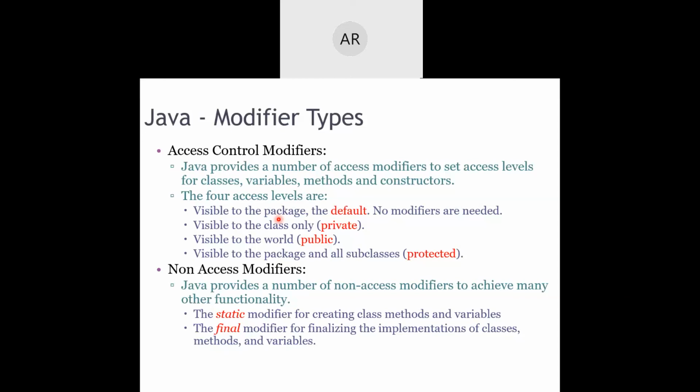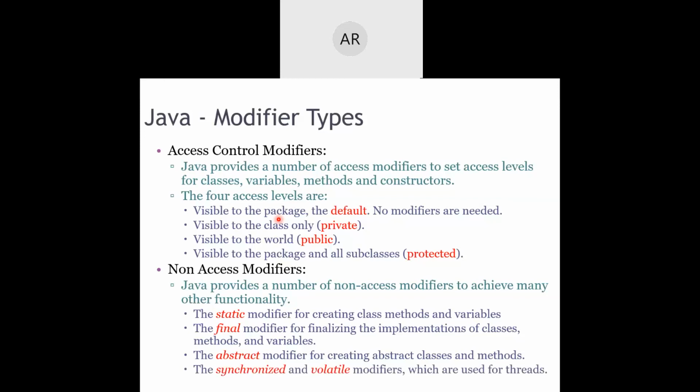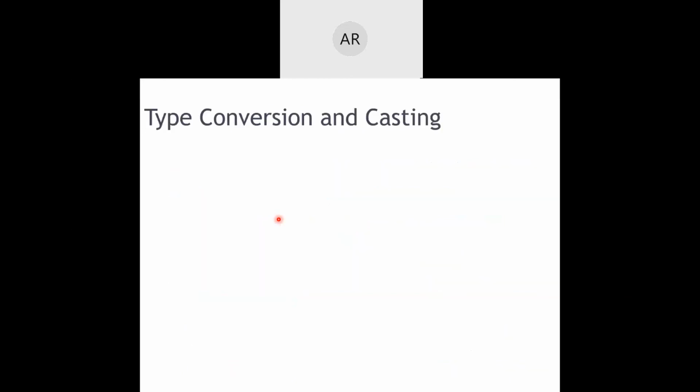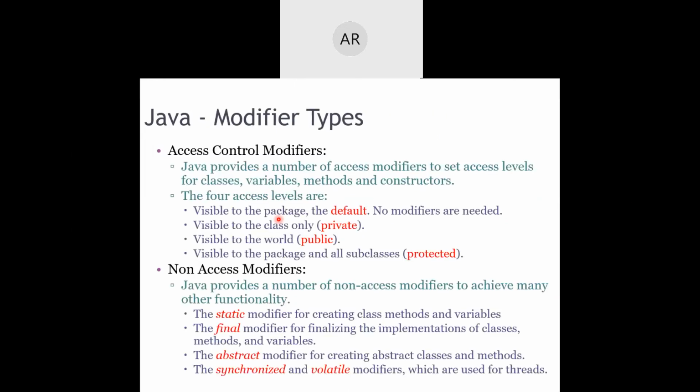There is one more called abstract, which is very similar to the abstract you learned in C++. If you want some of the methods of your class to be defined and some of the methods to be defined by the subclasses inheriting our class, then you will declare that class as an abstract class. Synchronized and volatile are related to the threads concept, which we will be learning in the 5th unit, most probably. So till here we have finished the types of modifiers.